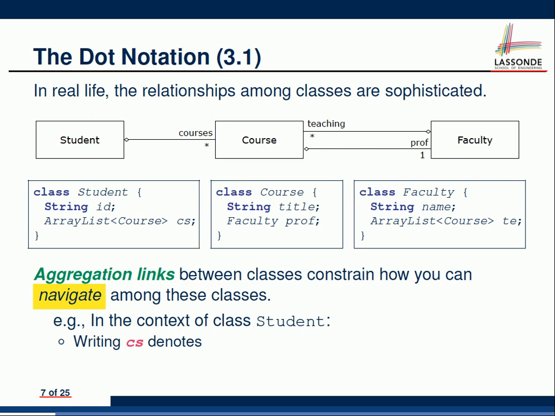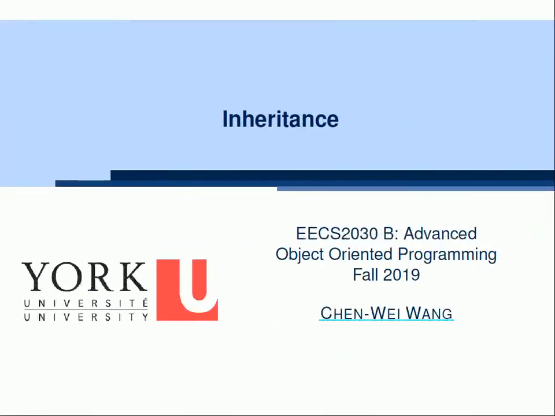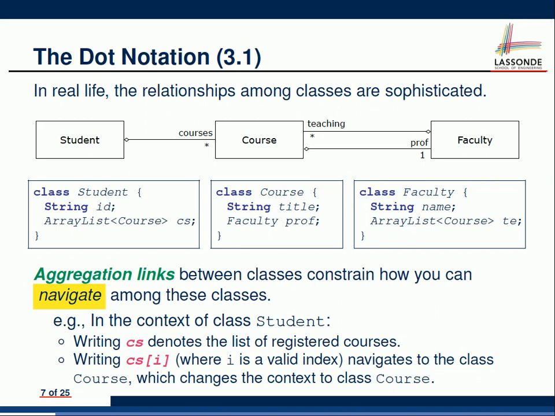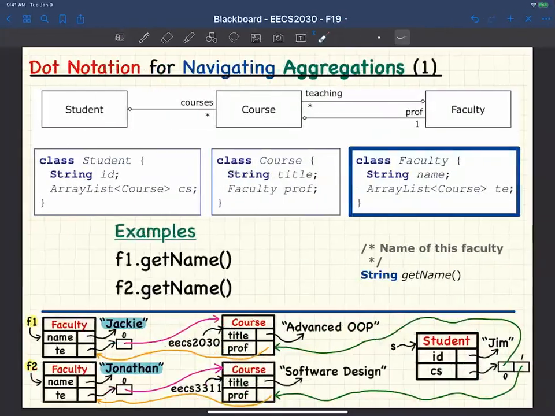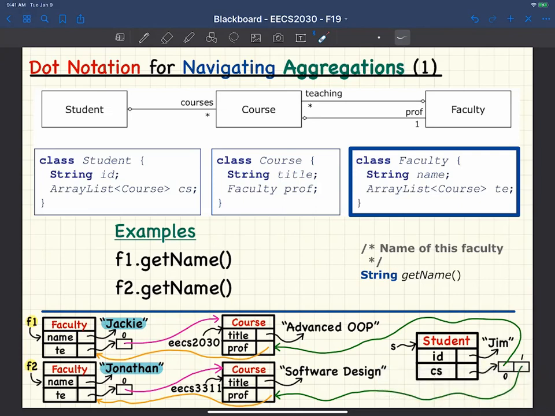Now, for example, in the student class, if you simply say cs, it's talking about the array list of courses, right? On the other hand, if you say cs at position i, or get(i), it's going to tell you what the course object is at that particular position of the list, right? Anyway, let's see an example together. I'm going to guide you through the exercise over here, so don't worry. It looks a little bit overwhelming, but it's not.